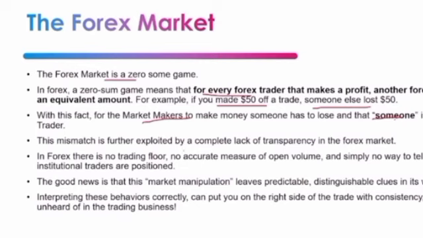This mismatch is further exploited by a complete lack of transparency in the Forex market. Why are we saying there is a lack of transparency in the Forex market? There is no trading flow, no accurate measure of open volume like in stocks or other tradable assets, and simply no way to tell how the institutional traders are positioned. We don't have information on them as they have on us. They can see how many contracts are going long, how many contracts are going short, but we as retail traders don't have such information.